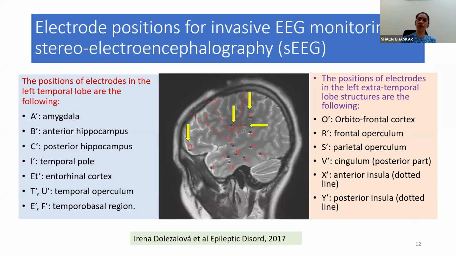These are the electrode positions for invasive EEG as recommended by Irina et al. The positions of electrodes in the left extratemporal lobe structures are as follows: the orbital frontal cortex, mentioned as O, the frontal operculum, the parietal operculum, and the cingulum.